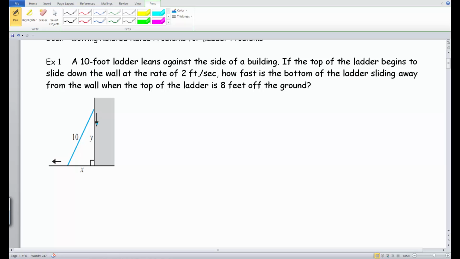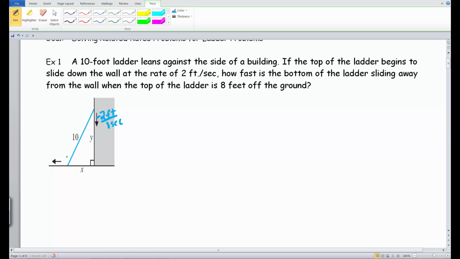So it's actually going downwards 2 feet every 1 second. And because it's going downward, what we're going to do is actually throw that negative in there, because again, that height is going down. So it's negative 2 feet every 1 second. How fast is the bottom of the ladder sliding away from the wall?